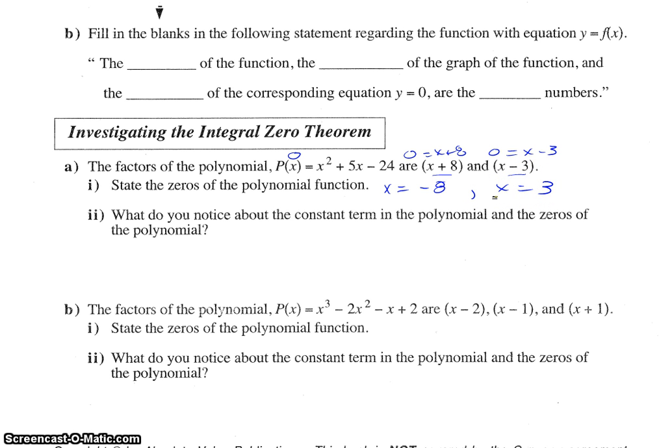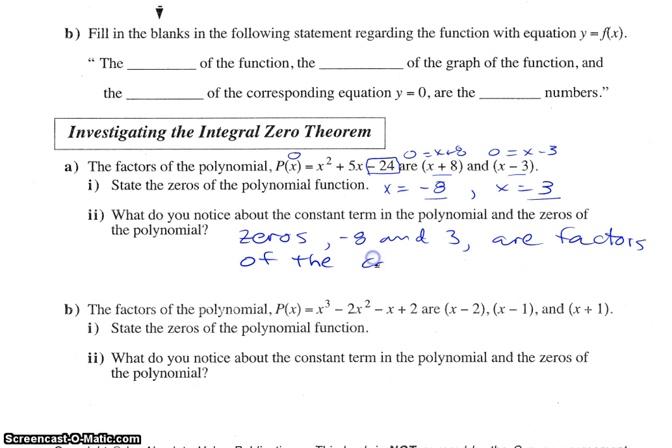There's our zeros. What do you notice about the constant term in the polynomial? So let's go back up to the polynomial. Here's our constant term, -24, and the zeros of the polynomial. What do you think? Looks like the product of the zeros gives you the constant term, right? Or these zeros are factors of the constant term. So the zeros, which were -8 and 3, are factors of the constant term.